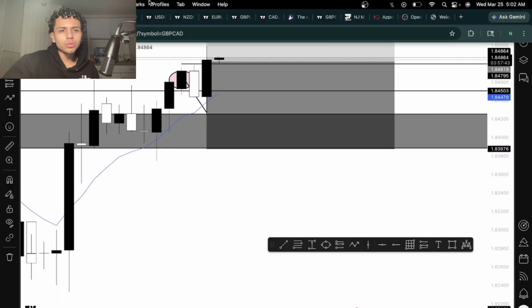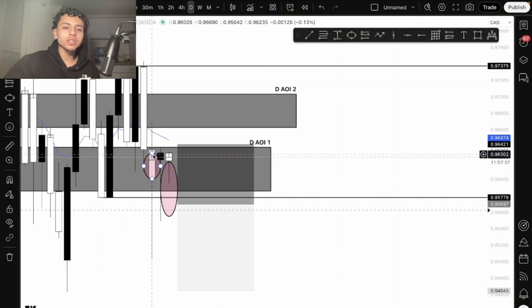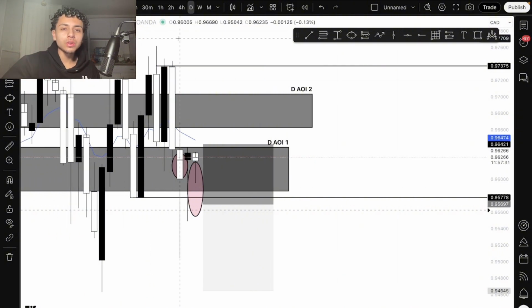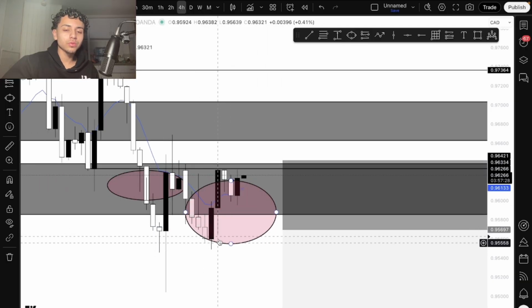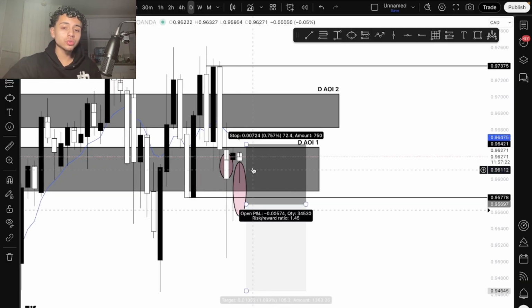So yeah, now we are currently coming back to this pair, and this is actually showing us the importance of being patient and waiting. Because if I would have gotten in the market once this pair was over here, thinking that it would keep going down without following my rules, I would have been close to my stop loss.